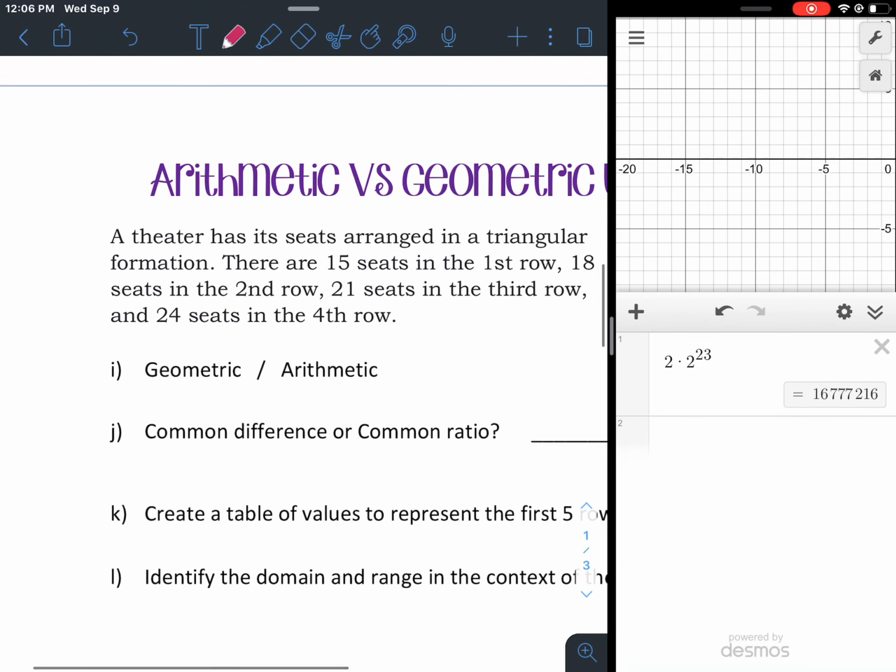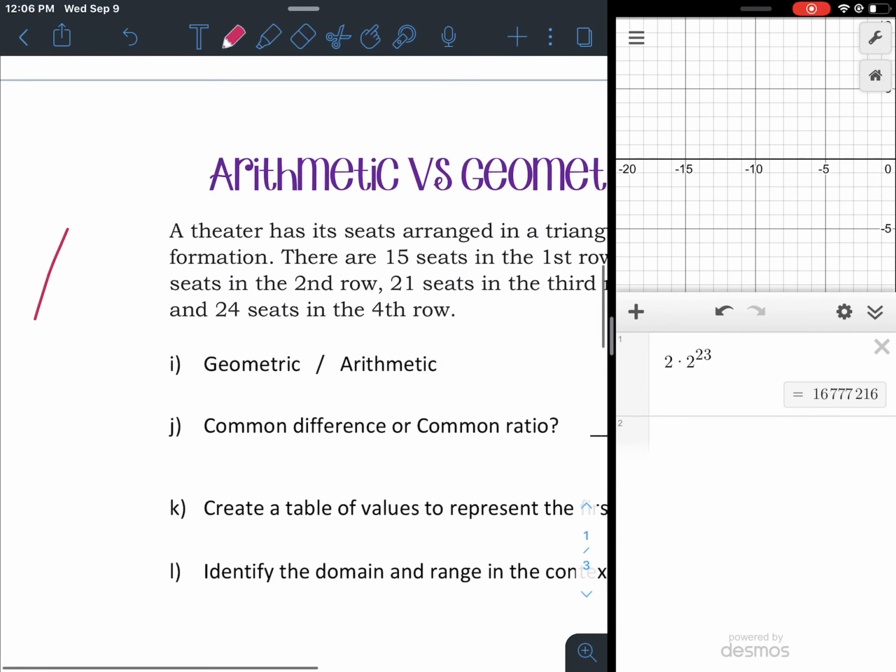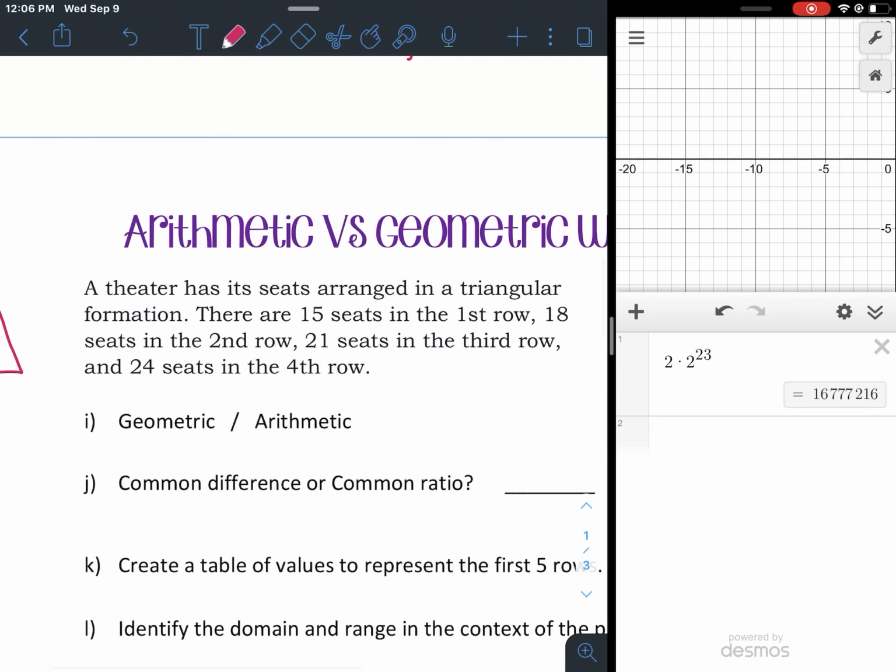Okay, next one. A theater has its seats arranged in a triangular formation. So, triangle. There are 15 seats in the first row, 18 seats in the second row, 21 seats in the third row, 24 seats in the fourth row.